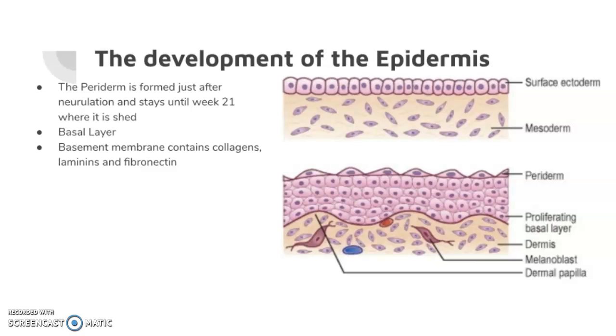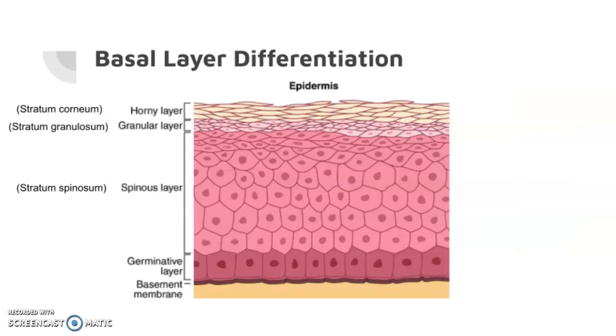And this is really important because if this separation didn't occur, then the signals from the epidermis and the signals from the dermis would get mixed up, and you would have a bunch of different wacky things happening, and our skin wouldn't form correctly. So going into the next slide, we are going to talk about the basal layer differentiation.